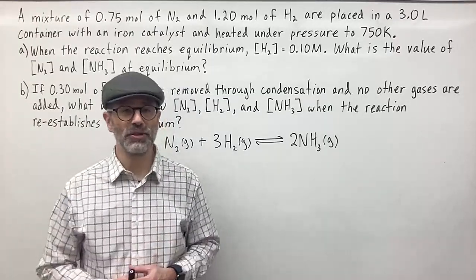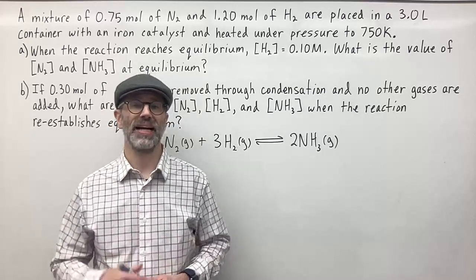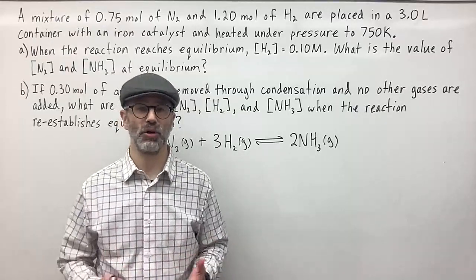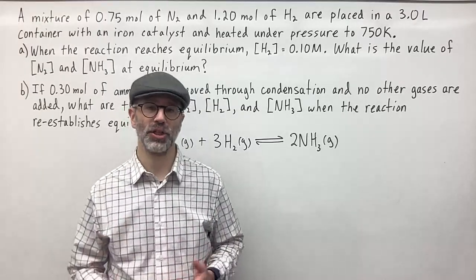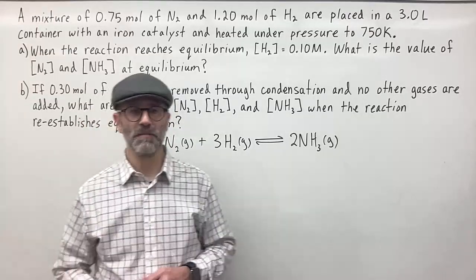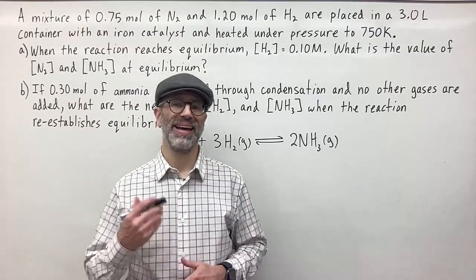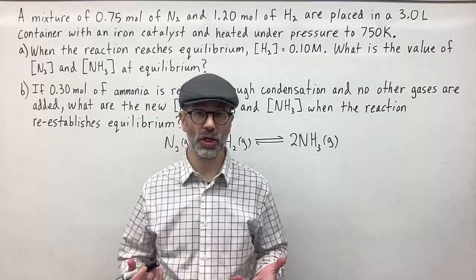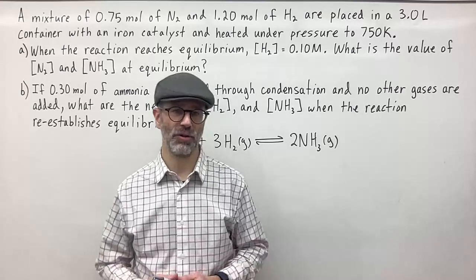Okay, so here's the problem. A mixture of 0.75 moles of N2 and 1.20 moles of H2 are placed in a 3.0 liter container with an iron catalyst and heated under pressure to 750 Kelvin. And so we got two questions to answer. The first question A, when the reaction reaches equilibrium, H2 concentration is 0.10 molar. What is the value of N2 and NH3 concentration at equilibrium?